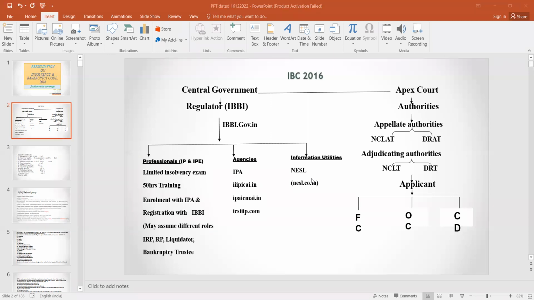For corporates, for Part 2, an application can be made by a financial creditor, operational creditor, and corporate debtor. The adjudicating authority under IBC is NCLT in case of corporates and DRT in case of individuals. Appellate authorities accordingly are: for NCLT, NCLAT is the appellate authority, and for DRT, DRAT is the appellate authority, and thereafter the Supreme Court comes. The role of the High Court is very limited. It is just limited to overseeing whatever was the award given by NCLT.